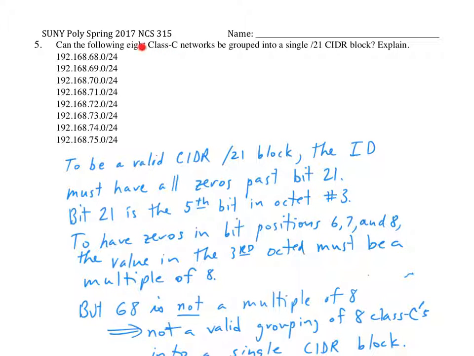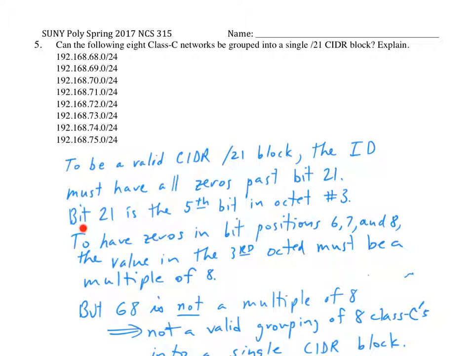And they are the 68.0, 69.0, 70, 71, up through 75.0. And the question is, is this a valid grouping? And so to be a valid CIDR /21 block, the ID of that block must have all zeros past bit 21. Okay? The normal thing, the subnet ID or the network ID, has to have all zeros to the right of the rightmost network bit.